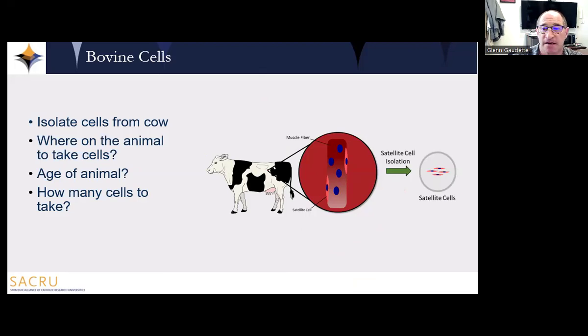In addition, in just growing the cells or getting the cells, where do we want to isolate them from, right? Where on the animal do we want to take them? How old should the animal be when we take them? How many cells do we want to take? So, for example, if we have a cow, when we take a small biopsy, a small chunk of muscle, and we isolate those satellite cells and we grow them, will they grow faster if we get them from a young cow compared to an old cow? Will they grow faster if we get them from one part of the body or another part of the body? All these are questions that currently exist that we're still thinking of.